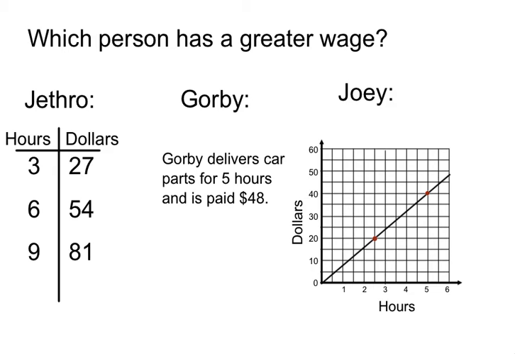Which person has a greater wage? We've got Jethro, whose information is in a table, Gorby, who delivers car parts for 5 hours and is paid $48, and Joey, whose information is represented in the table. We're going to have to find the slopes of all of these so we can make the comparison. So starting with Jethro, it looks like he increases by $27 every 3 hours. $27 in 3 hours is $9 per hour.